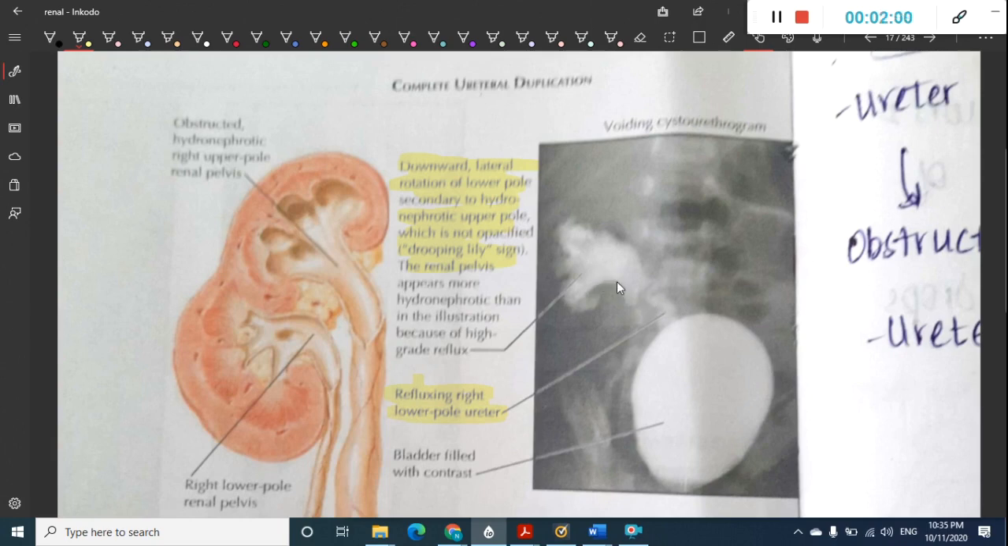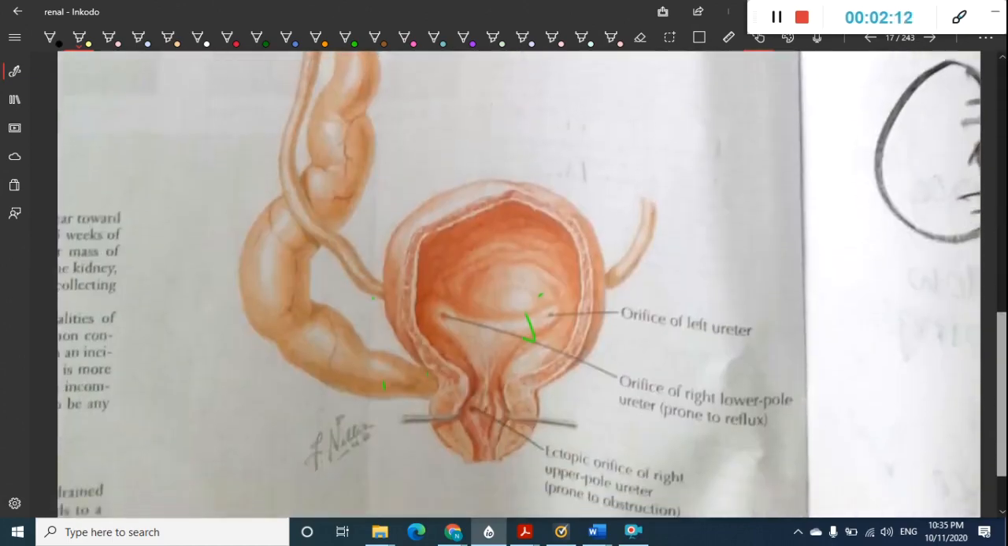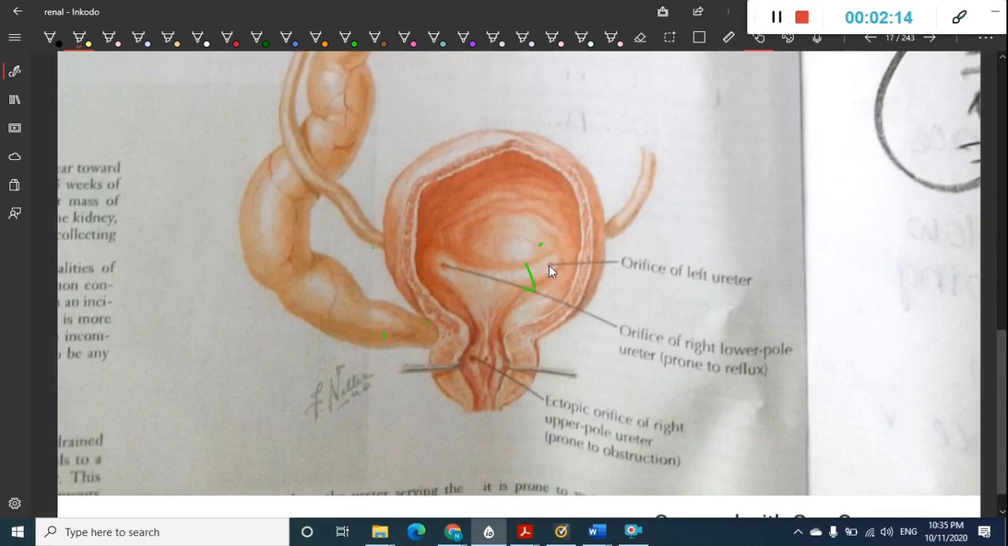Why does this look like the drooping lily sign? Because the lower pole becomes almost atrophied, whereas the upper pole completely drains most of the part of the kidney. Okay, so here if you see the orifice of the left ureter and right ureter, this ectopic ureter is present below the left ureter. I will even show you how it is.